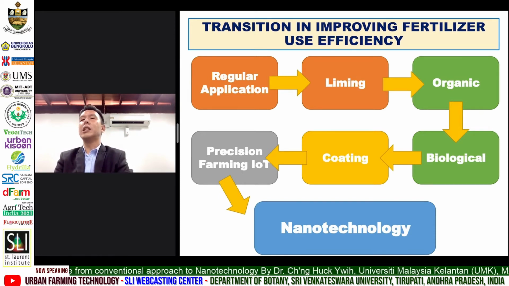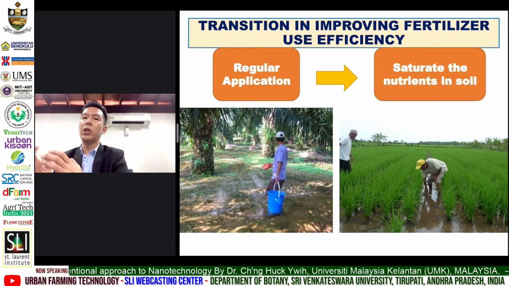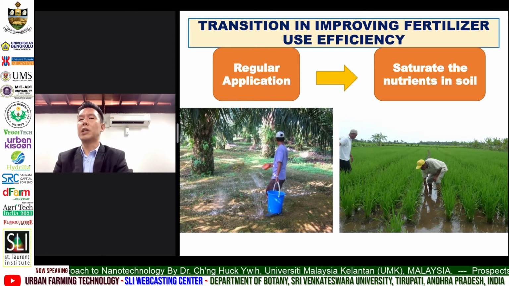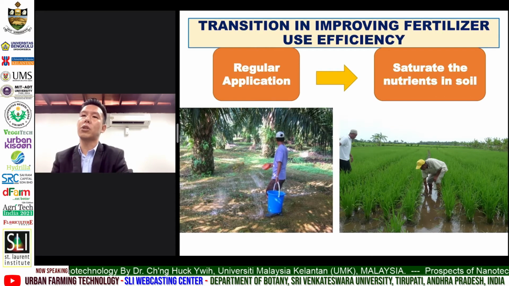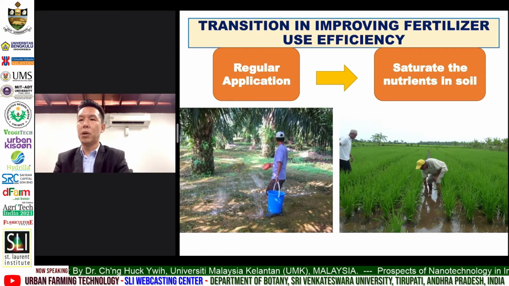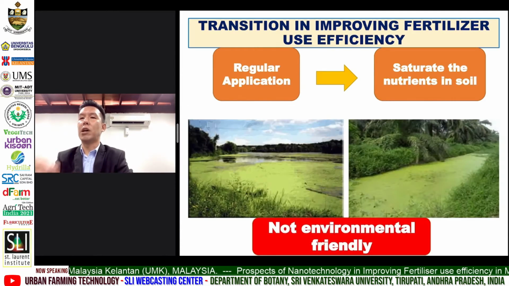So in the olden days, farmers tend to apply fertilizers regularly and in large quantity in order to saturate the nutrients in the soil to boost the crop yield. However, this approach is not only costly but does not guarantee high fertilizer use efficiency. It also creates a lot of environmental problems.